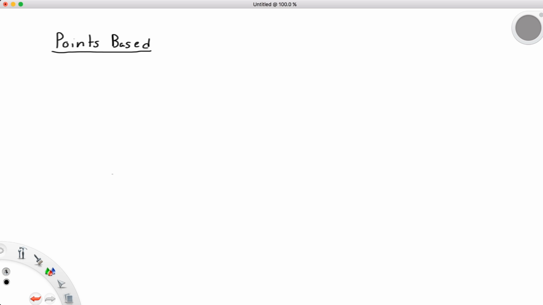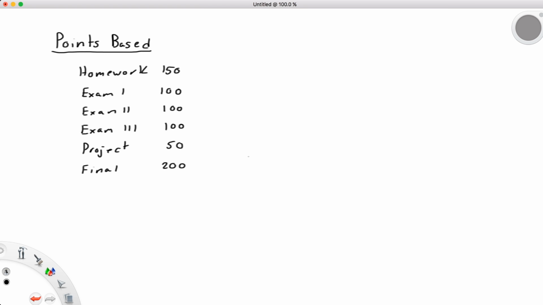The next kind of major system that is used to evaluate or compute grades is known as the points-based system. And this is personally my preferred method because it keeps the calculations really straightforward and simple. In a points method, rather than assigning percent worth to each different piece of the course, you'll assign some number of points. For example, we might say something like homework is worth 150 points. Exam 1 is equal to 100 points. Exam 2 is worth 100, and so on and so forth. Maybe you have a project that's worth 50 and the final is worth 200.